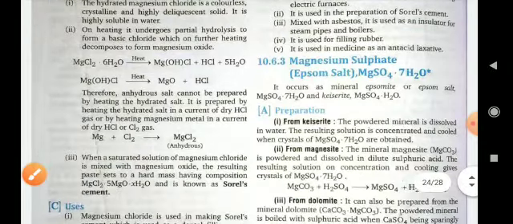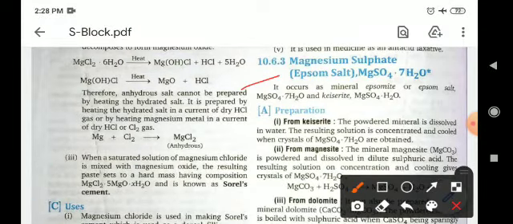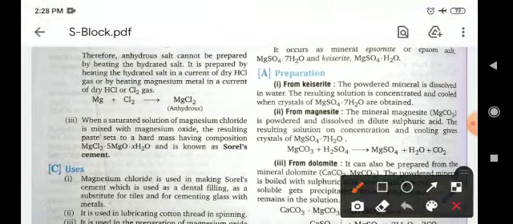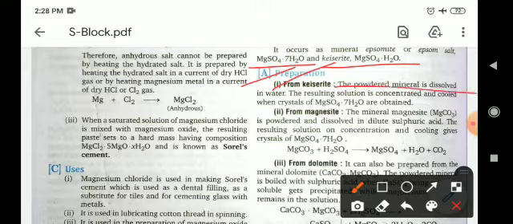Okay, magnesium sulfate, MgSO4.7H2O. It occurs in minerals, that is epsomite MgSO4.7H2O and kieserite MgSO4.H2O. Preparation: from kieserite, the powder of the mineral is dissolved in water. The resulting solution is concentrated and cooled. Then crystals of MgSO4.7H2O will be obtained.